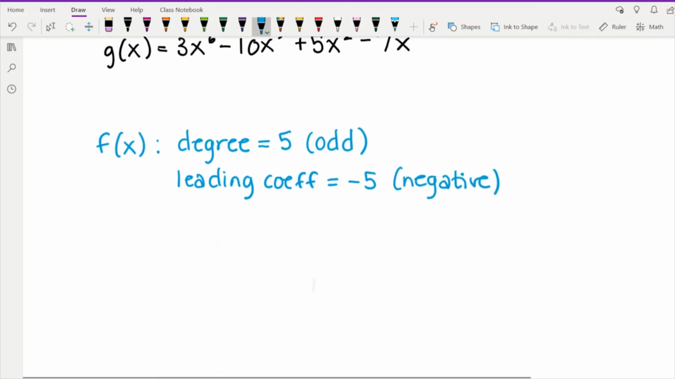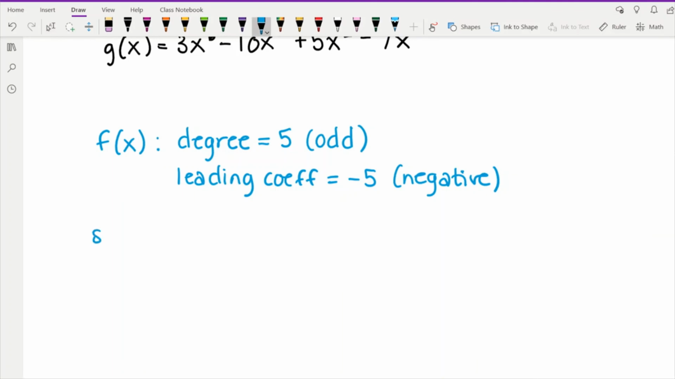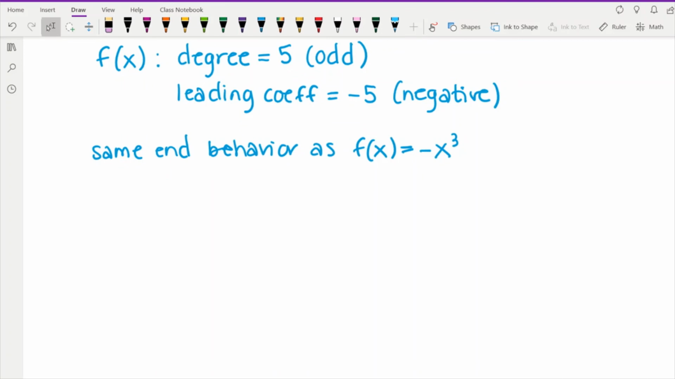And so what does this together tell us? This tells us that it will have the same end behavior as f of x is equal to negative x cubed, right? It's going to have that negative leading coefficient, odd degree. And so what I like to do is just draw a quick sketch of what that looks like, and then you can write down the end behavior from there. So what does negative x cubed look like?